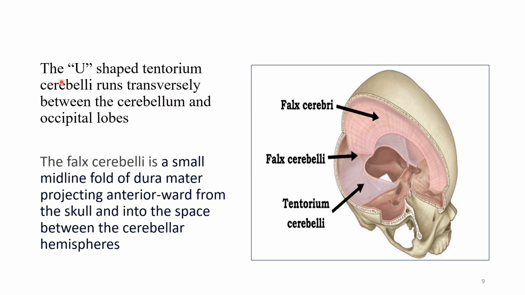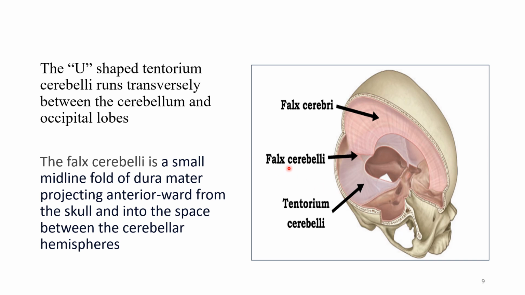Next, the U-shaped tentorium cerebelli. So this is falx cerebri. This is tentorium cerebelli. So we are coming to the next dural reflection, that is tentorium cerebelli. It is U-shaped, like this. And it runs transversely between the cerebellum and occipital lobes. So the tentorium cerebelli is present between the cerebellum and occipital lobes.